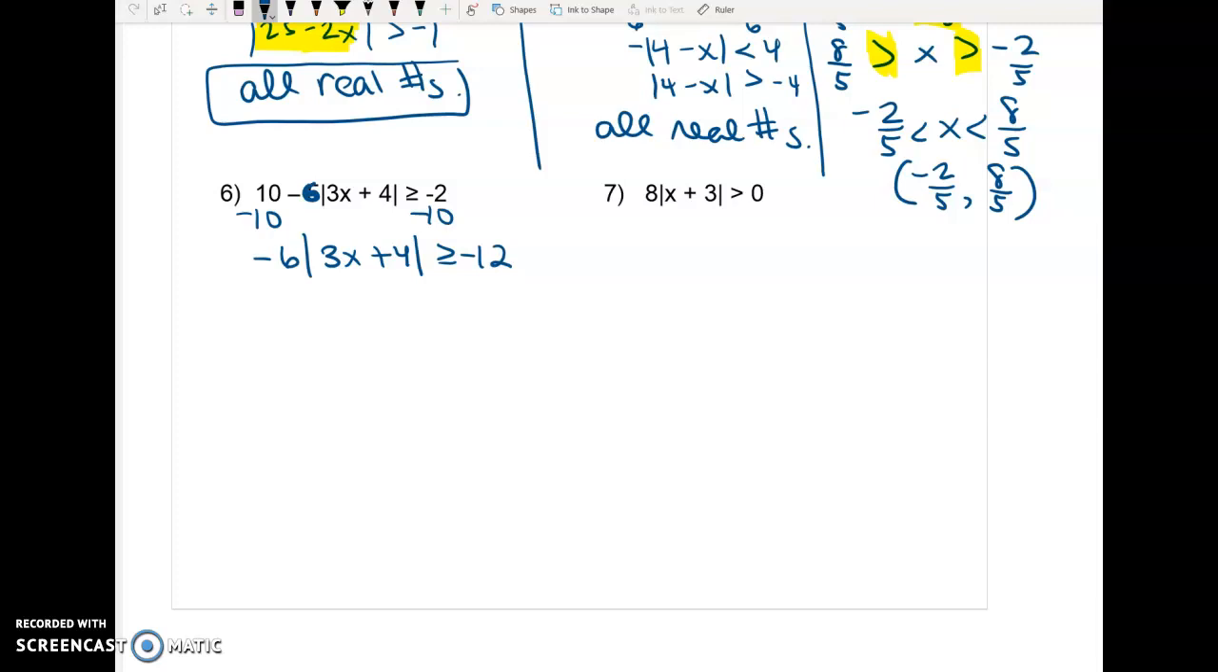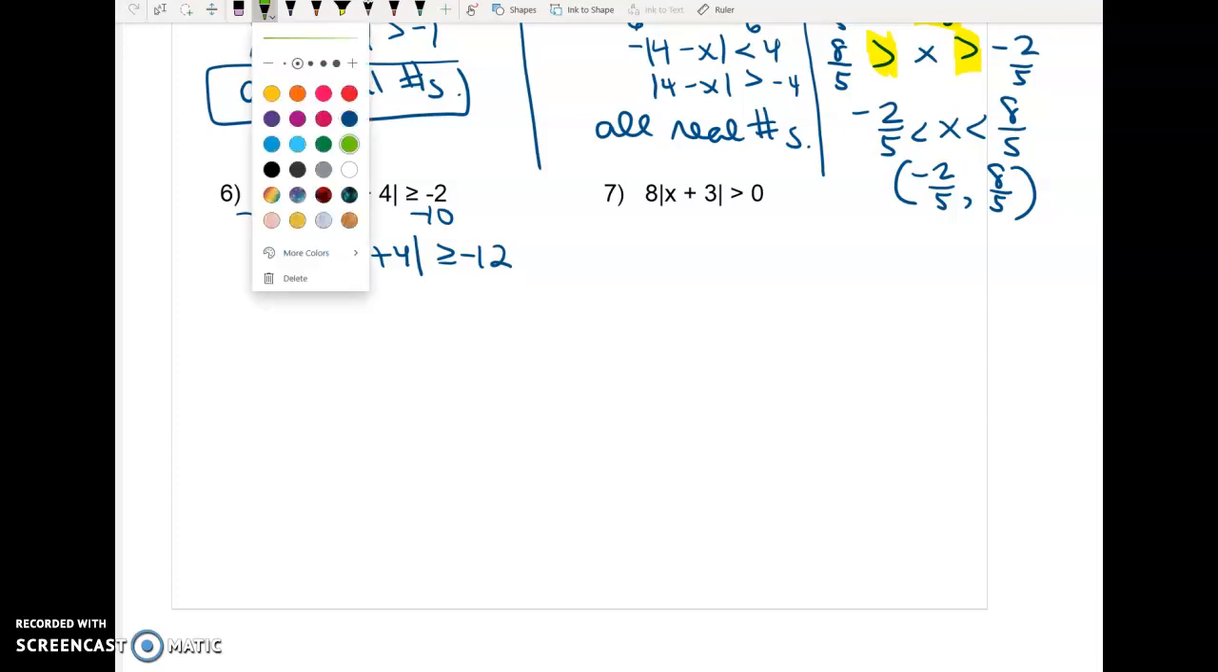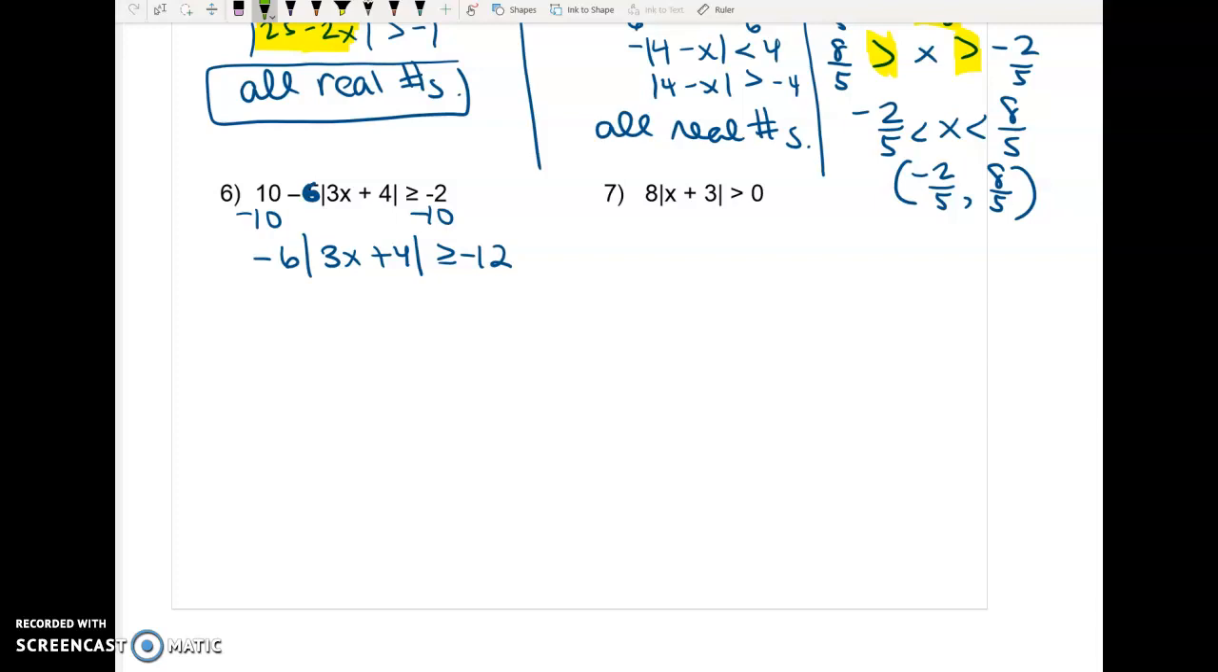Next step would be to do what? If you said divide by negative 6, you are correct. Gotta flip the sign. So absolute value of 3x plus 4 is less than or equal to 2. Now we have absolute value bars, less than or equal to. So we have to put it as a compound inequality between, because it's "and," 2 and negative 2.